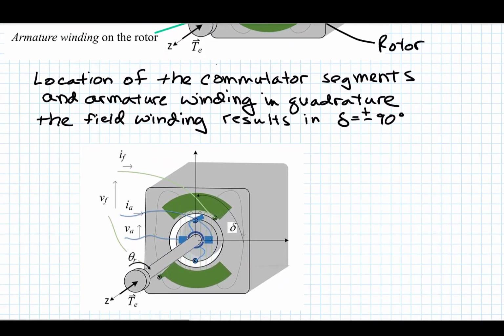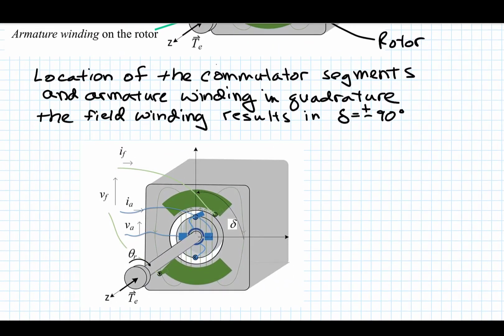Now, the interesting thing that you can do with the commutator segments and the armature winding is that you can arrange them such that, and this is for this very simple two-segment commutating ring I'm showing right here and here.